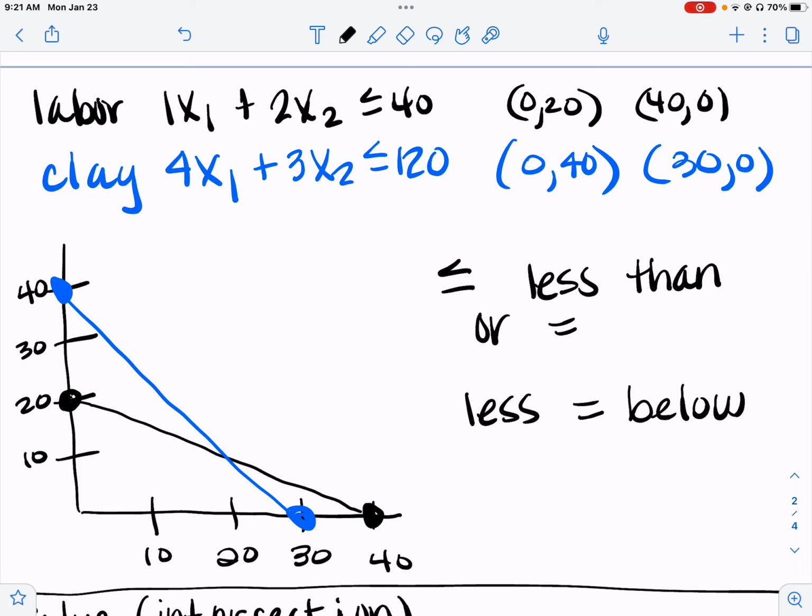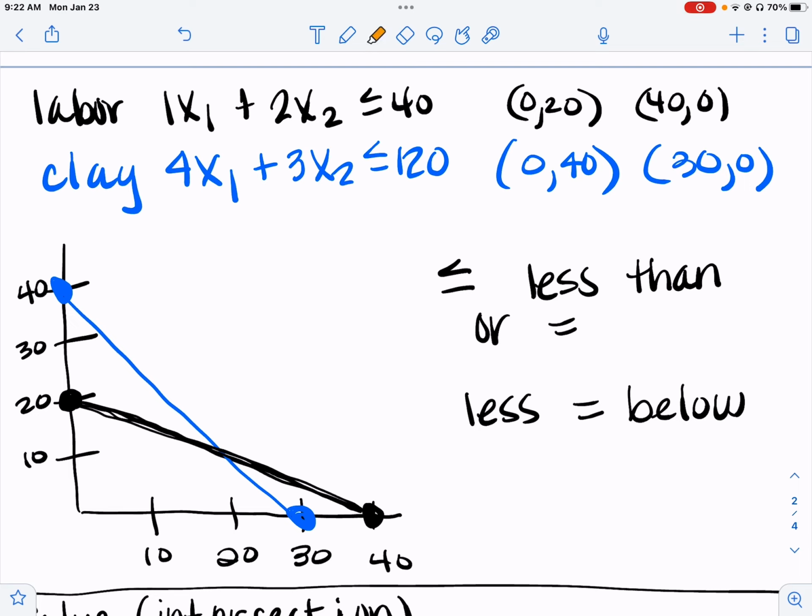Okay. So for labor, we have (0, 20) and (40, 0). Okay, this line is drawn in black. For clay, we have (0, 40) and (30, 0). The line is drawn in blue. Okay, less than or equal to. Less than means below. The or equal to is the line.